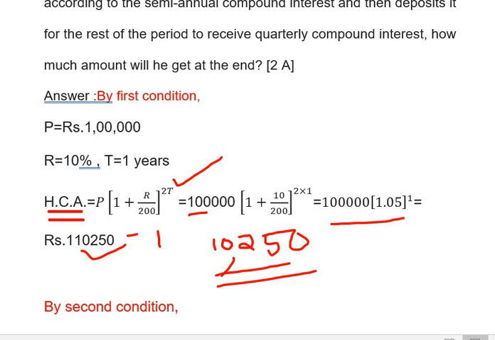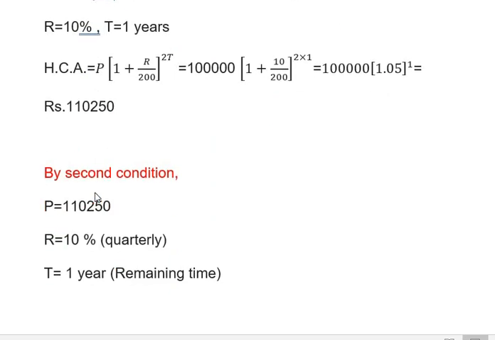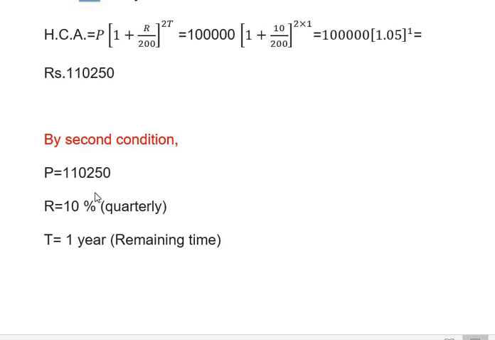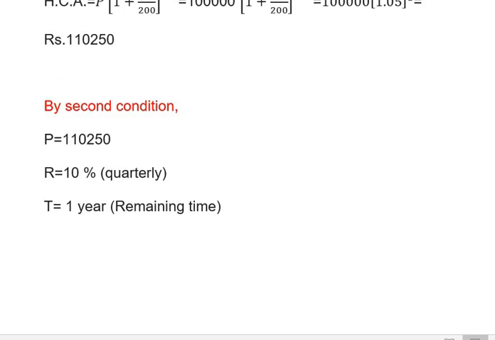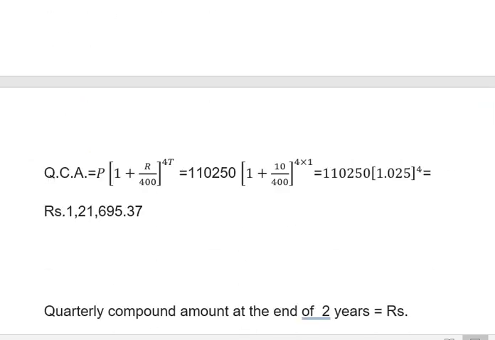But Bipin deposits all his amount for the second year. So for the second year, his principal will be 1,10,250. Now for the second year, the rate is quarterly and the time is 1 year, the remaining time. Q stands for quarterly. The compound amount is P(1 + R/400)^(4t), so the power is 4. Now calculate.